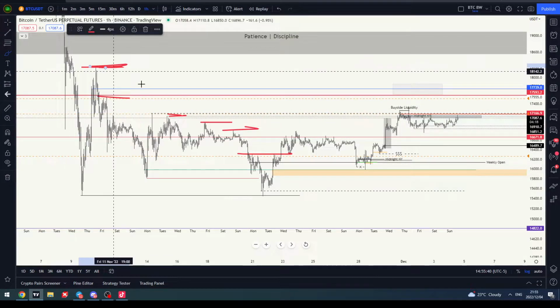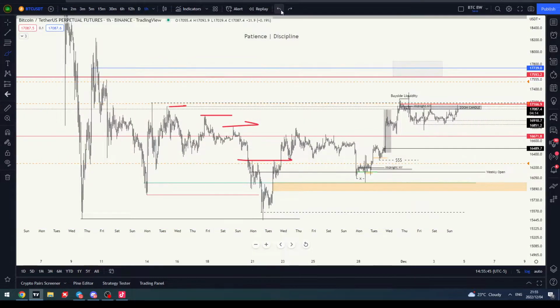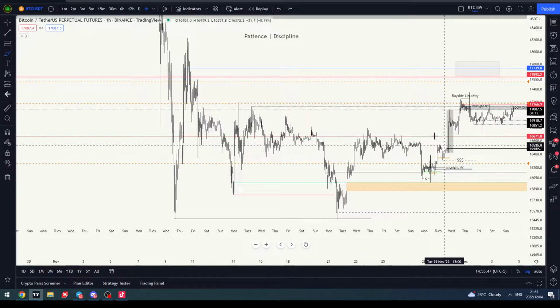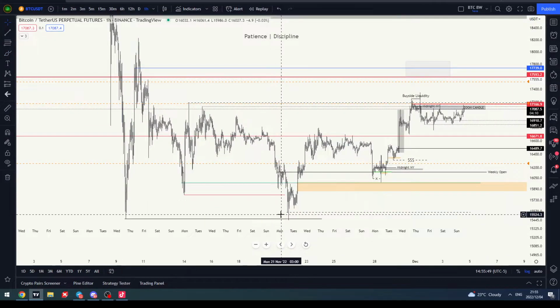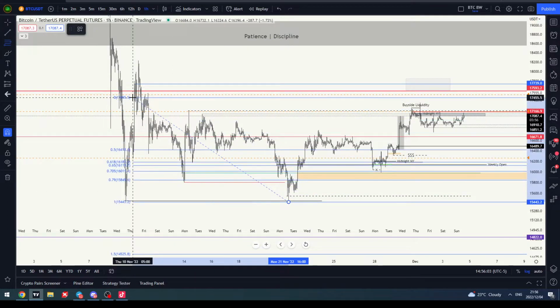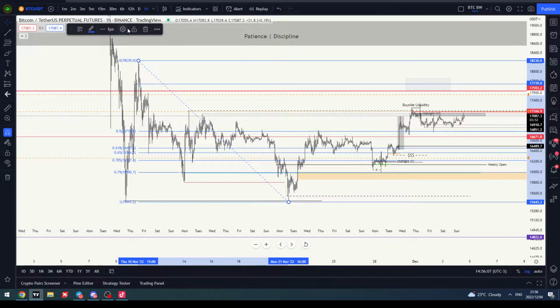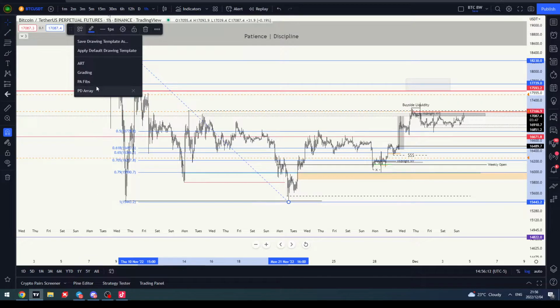Now we may not necessarily get this move up here, but I think we got a pretty decent chunk of it from the bottom to the top here. Now ICT has something called a graded swing, which basically means he separates the draw on liquidity. So if the draw is up here, if we take from the bottom of the range to the top, where you expect the draw on liquidity to be, and I'm just going to use a graded swing for this.